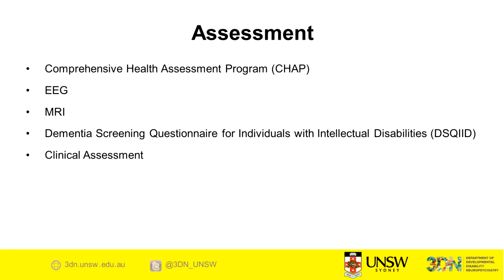So what do we do? We did a very comprehensive medical review, including the mandatory CHAP tool. We did an EEG and an MRI. In general, the many mental state scales are not helpful in someone with a mild to moderate intellectual disability. There is the DSQIID, which is the Dementia Screening Questionnaire for those with an intellectual disability. We use that most. Clinical assessment probably is the most valuable.